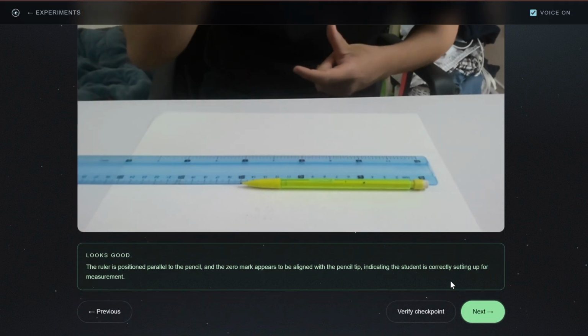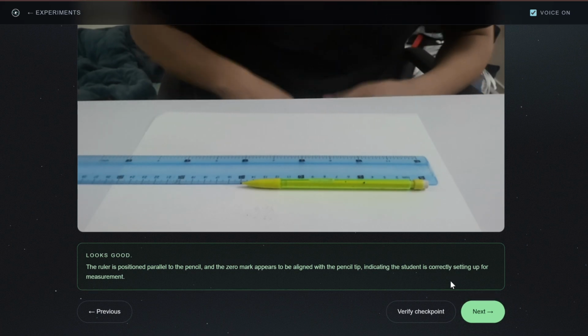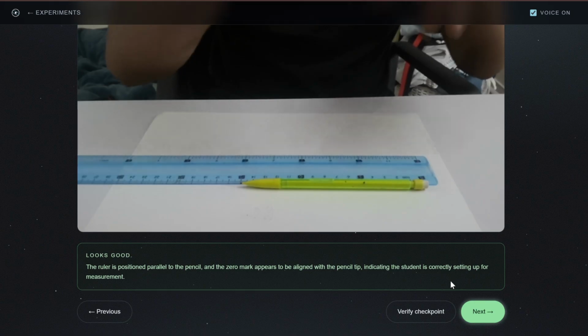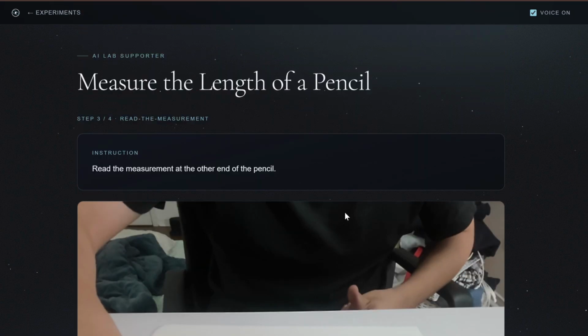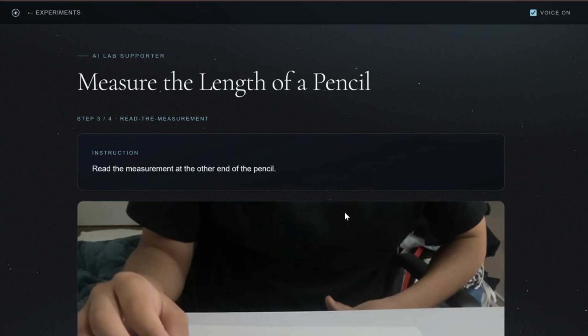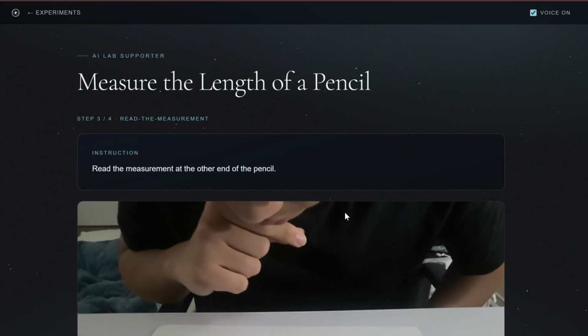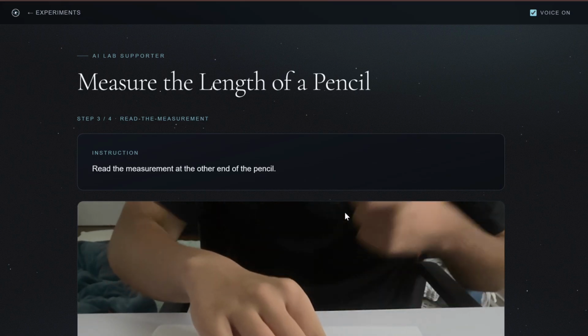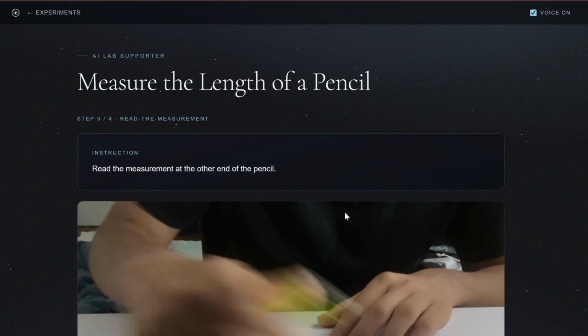Alright, good setup. Now read the measurement where the pencil ends. Alright, so it says that I'm good, right? So I placed my zero mark on the pencil. So now I can move on to the next step. Read the measurement at the other end of the pencil. Alright, so read the other measurement. So by what I'm looking at, it is about 14.9. So I'll write 14.9, and that's it.